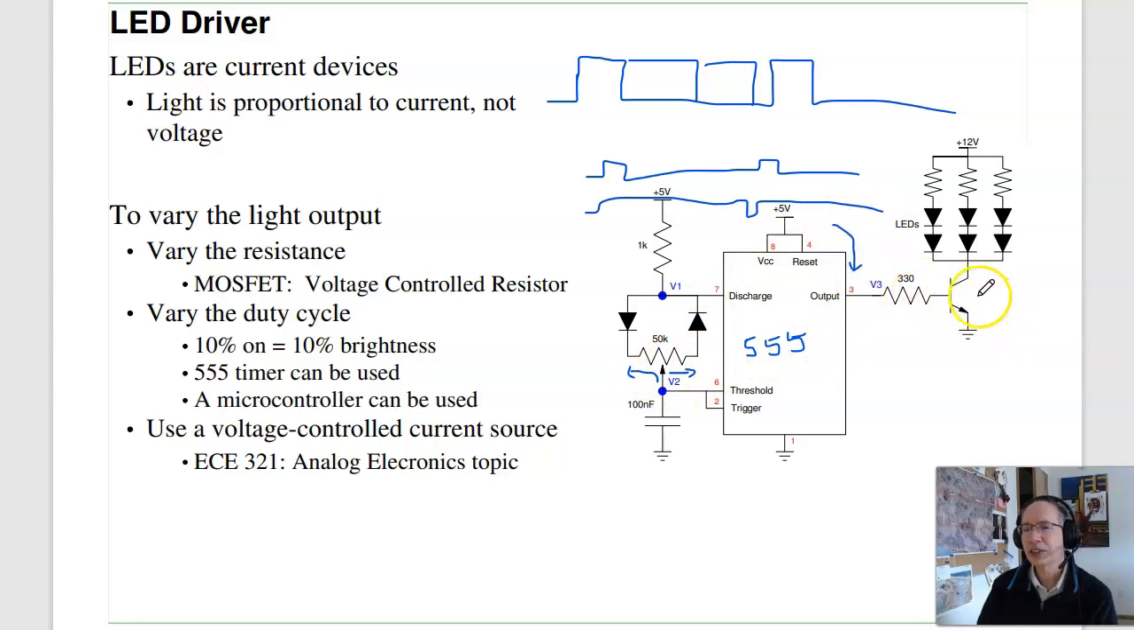This is a transistor switch that we'll talk about a little bit later in this semester. This is an electronic version of a switch that turns on and off. When I have 5 volts at the output, the switch turns on, I have current flow. When I have 0 volts, the switch turns off and the LEDs turn off. So this is another way to build an LED driver where I can vary the brightness just with a 555 timer.